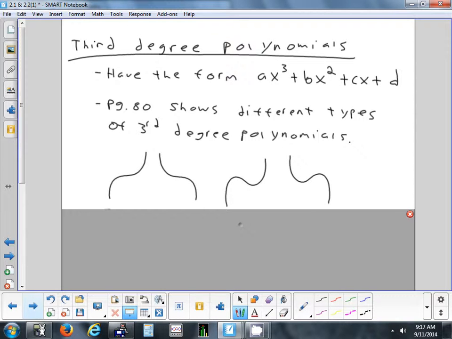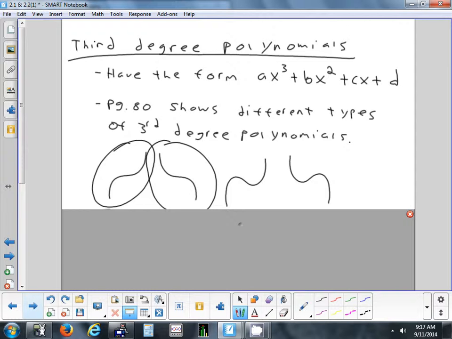Okay, on page 80, they show the 4 basic types of cubics you can have. Cubic polynomials always have a range of -infinity to infinity. They go up forever and down forever. It's just a matter of which end is going up and which end is going down. So in this example, the right end is heading towards positive infinity, the left end towards negative infinity.